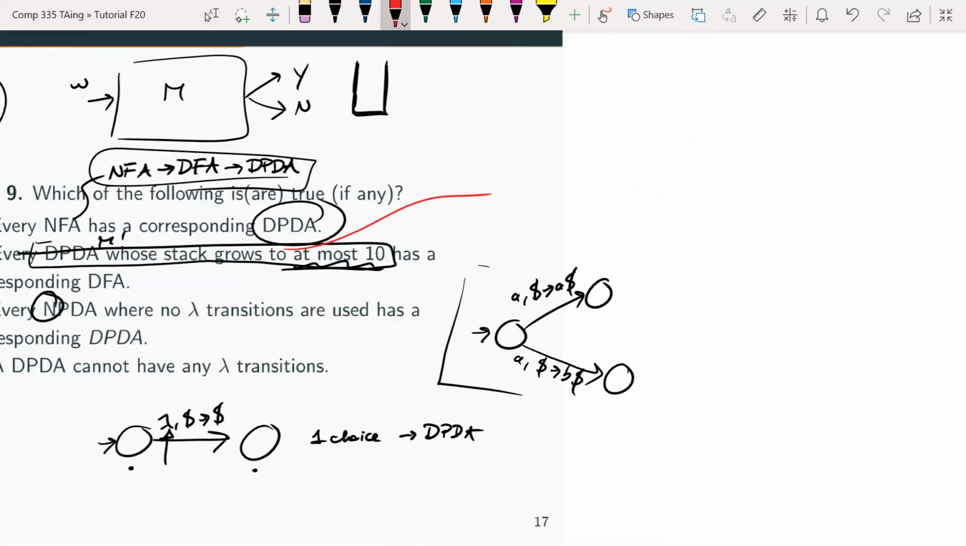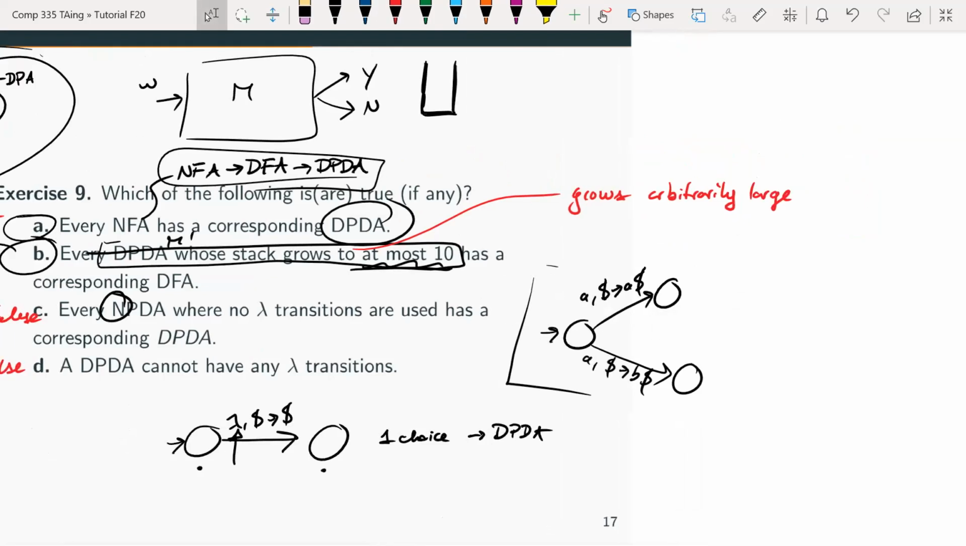If this stack grows arbitrarily large, meaning that you don't set a limit on the stack, then you're actually using the power of your stack completely, and so that's not equivalent to a DFA. Okay, so for any fixed integer b, it is true.